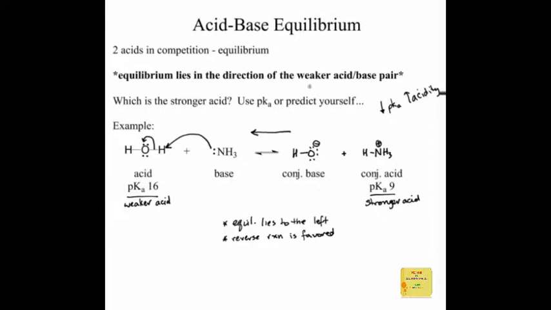Now, we said that it's going to be the weaker acid-base pair, and it turns out that once you've identified who the stronger acid is, that's also going to tell you something about the conjugate bases. Okay, if ammonium has a pKa of 9, this is the stronger acid, its conjugate base is going to be the weaker conjugate base. Because an acid and its conjugate base also have an inverse relationship. A stronger acid has a weaker conjugate base. The weaker acid water has the stronger conjugate base.